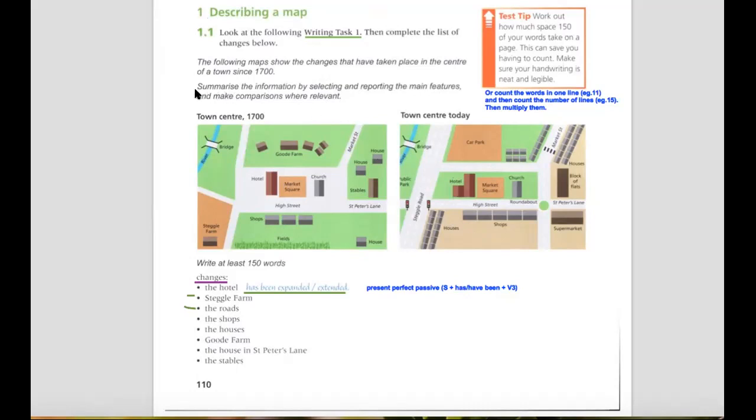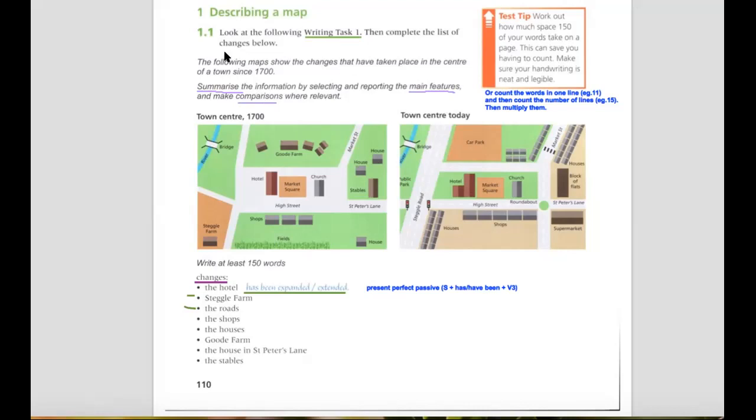What you're doing is, first of all, summarizing, which means you're only talking about the main features and making comparisons. So talking about what's different or what's similar between the two maps. Again, you're not mentioning everything, but just the main things and comparing them. So what's different from this map to this map? What has changed? What are the main changes or what is still the same?